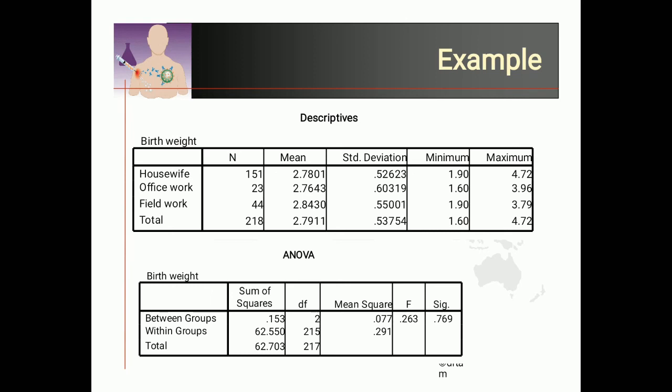The mean square for between groups is 0.007 and for within groups is 0.291. So the F value will be 0.263.